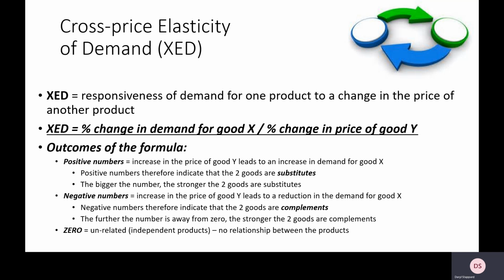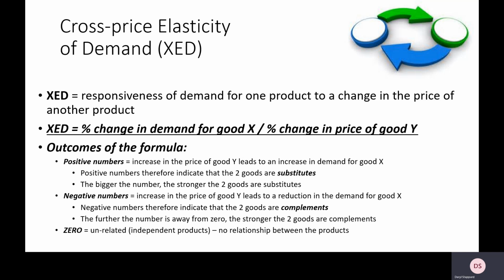Now, cross ED is measuring the responsiveness of demand to the change in the price of another product. So I'm making the assumption of ceteris paribus again, but the only thing I'm changing now is the price of one product and how that would then impact on the demand of another product. So we've got the formula to work this out, which is the percentage change in the demand for good X divided by the percentage change in the price of good Y. So if we change the price of good Y, how will that affect the demand for good X?